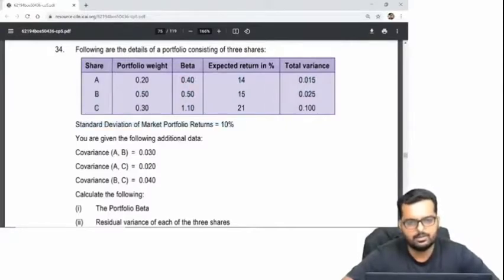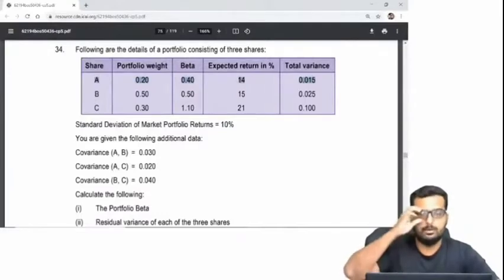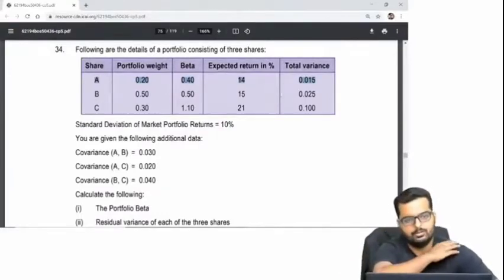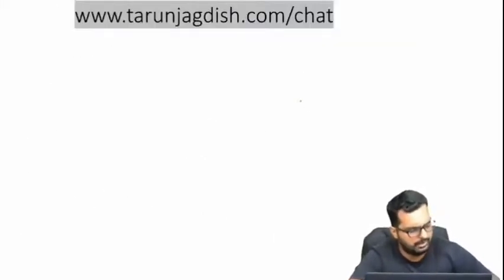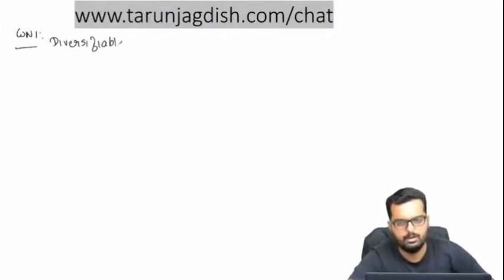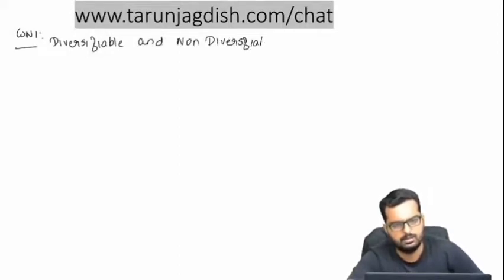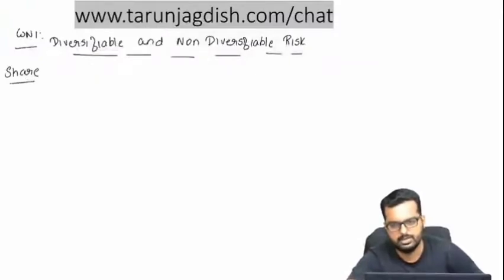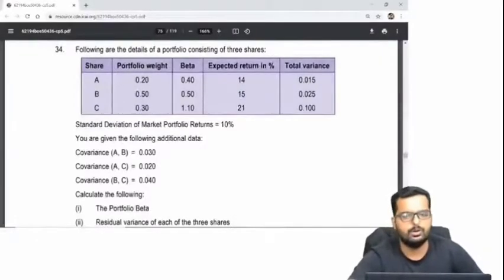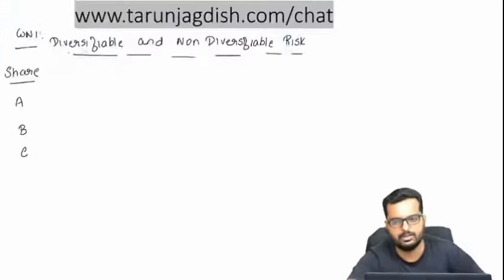So we know that standard deviation of the market into beta will give you the non-diversifiable risk. Once you get the non-diversifiable risk, if the total variance is there, can we not also find out the diversifiable risk? So I'll write down on the board working note number 1, diversifiable and non-diversifiable risk. Shares A, B, C. Alright. So here you have the weights, you have the beta and you have the standard deviation of the market.